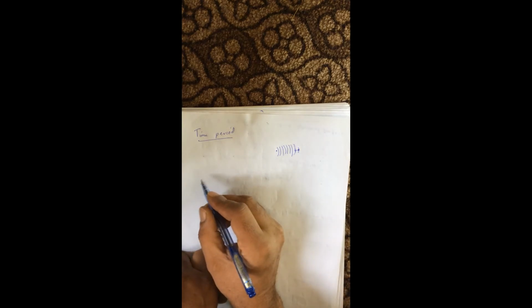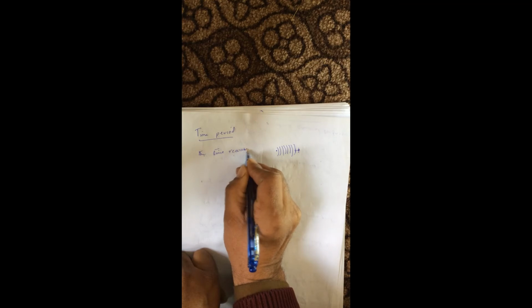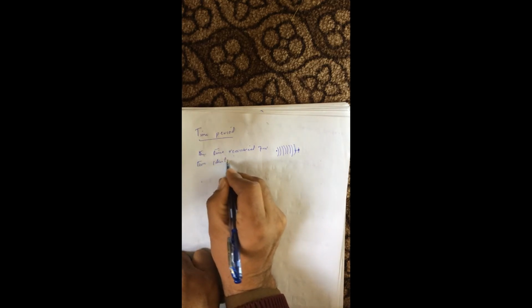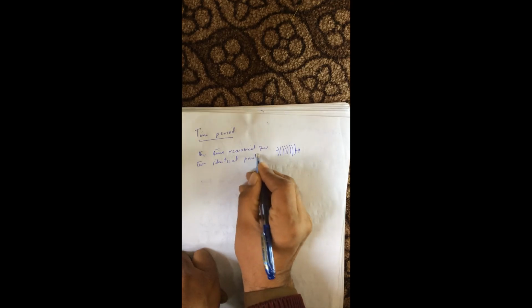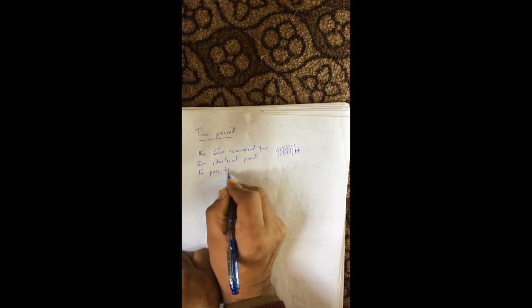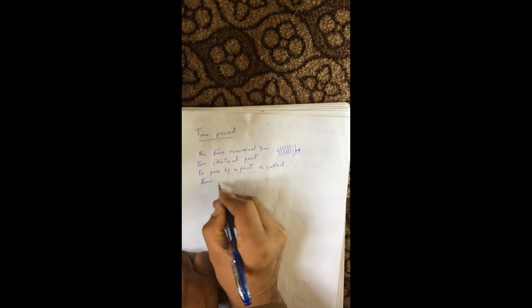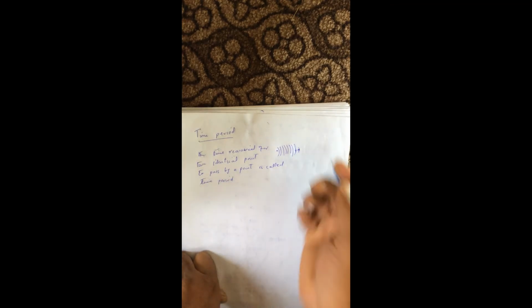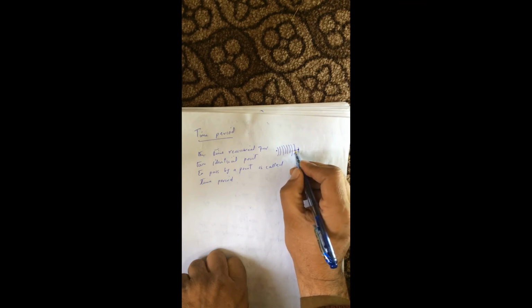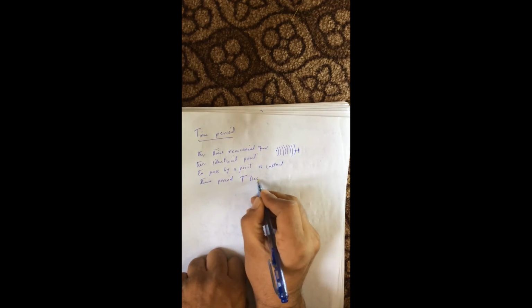The time period can be defined as the time required for two identical points to pass by a point. It's called time period. I consider the two identical points to be crests. Let's suppose one crest reaches here, and the time taken by the second crest to reach this point is called time period. It is denoted by the symbol capital T, and its unit is always second.